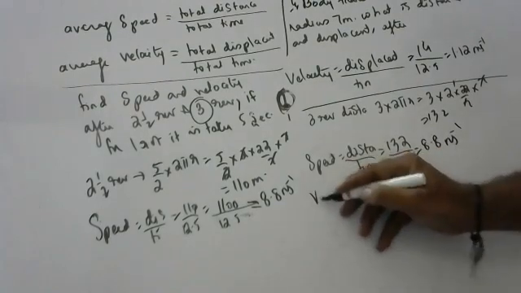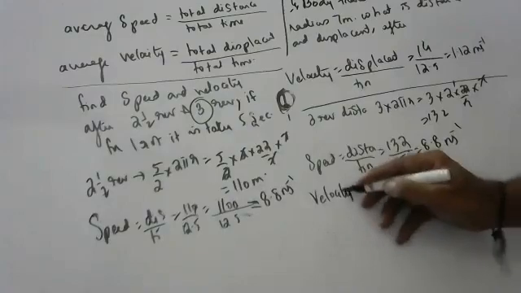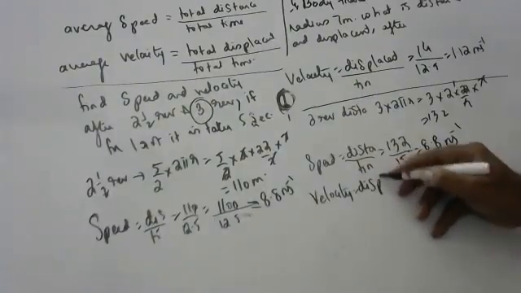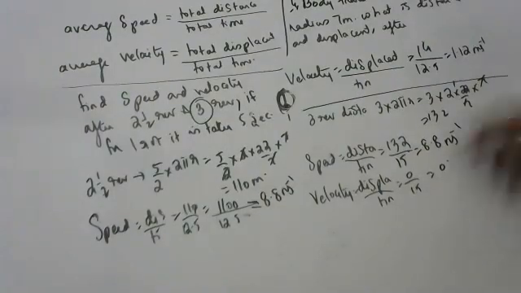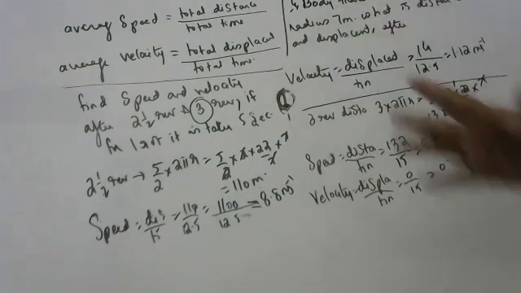Now, who will tell the velocity? Zero, sir. Displacement by time, and displacement is 0. 0 by anything is 0. Very good. Questions like these will come on speed and velocity, exclusively speed and velocity sums, I told you, children.